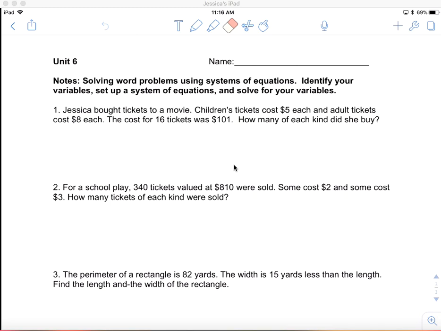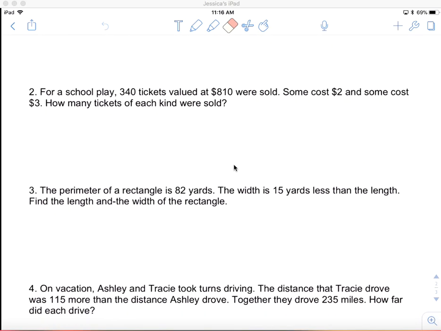So, starting with number 2, it says for a school play, 340 tickets valued at $810 were sold. Some cost $2 and some cost $3. How many tickets of each kind were sold? This is very similar to the word problems we did back in Unit 2. When you have two variables, you're going to have two equations.